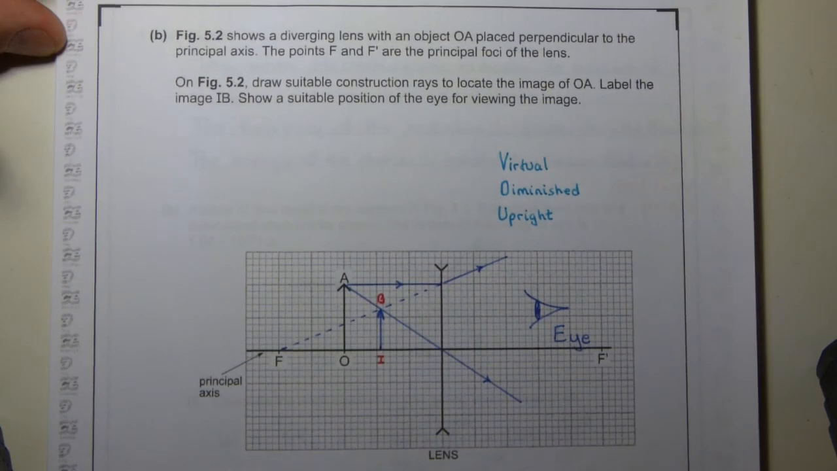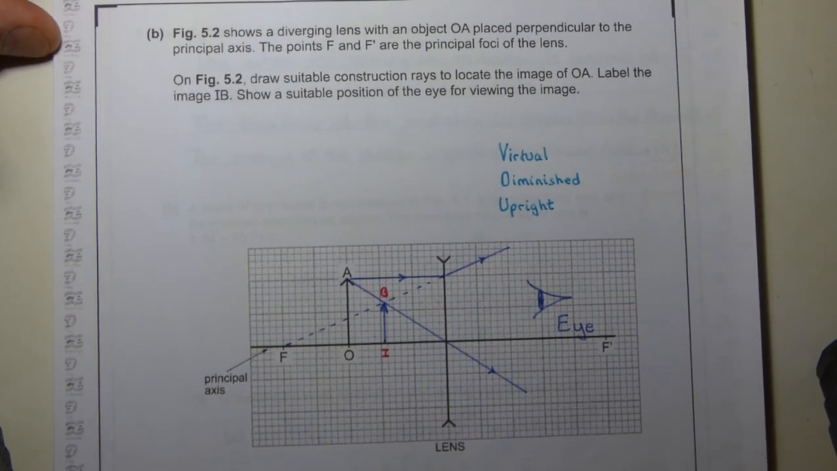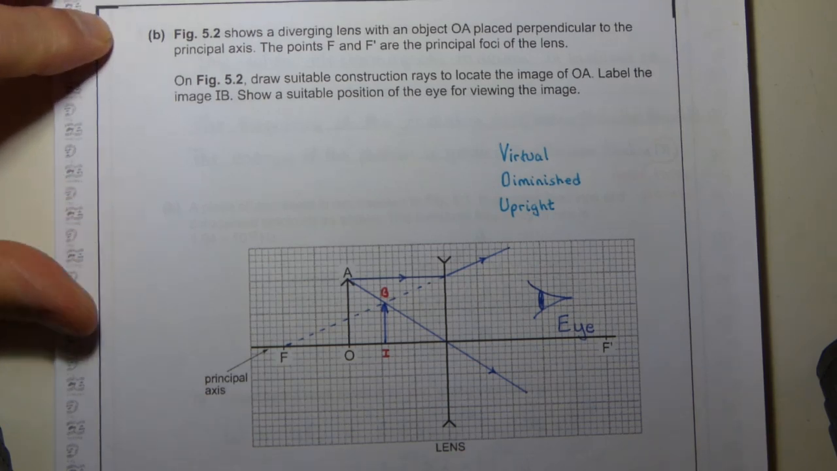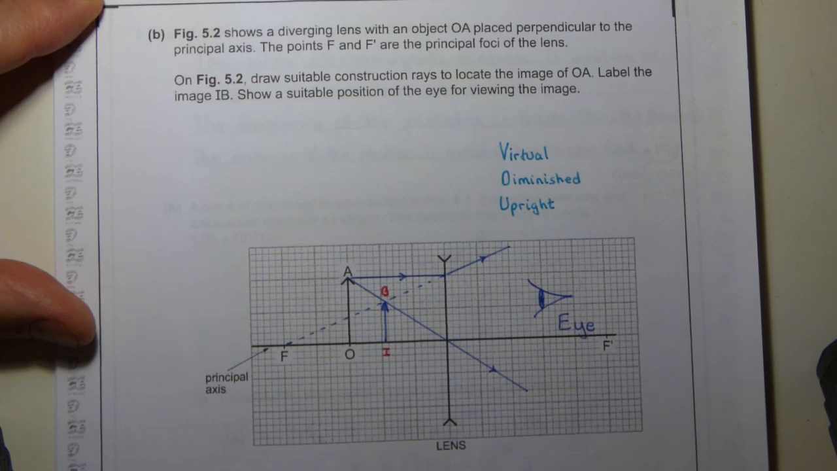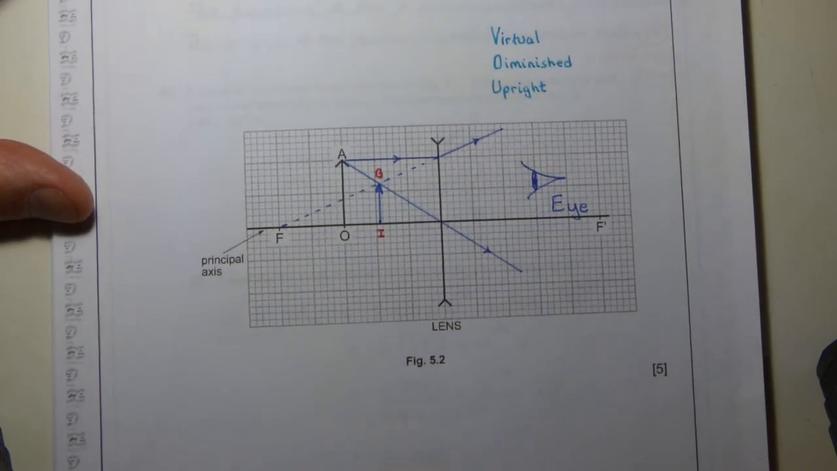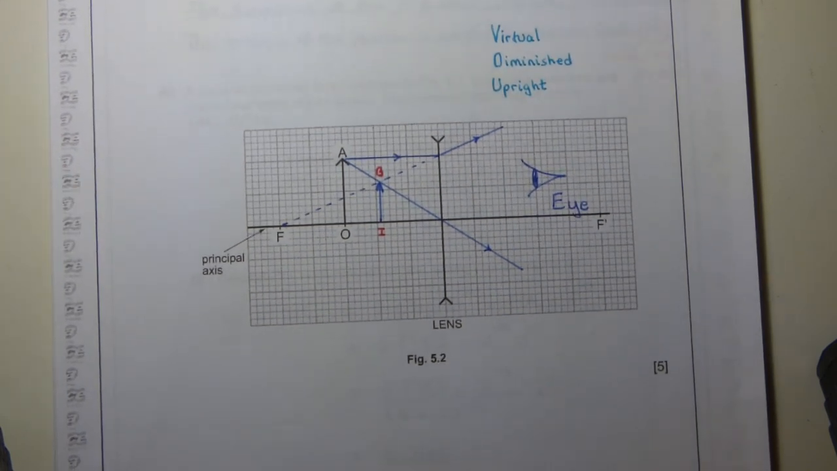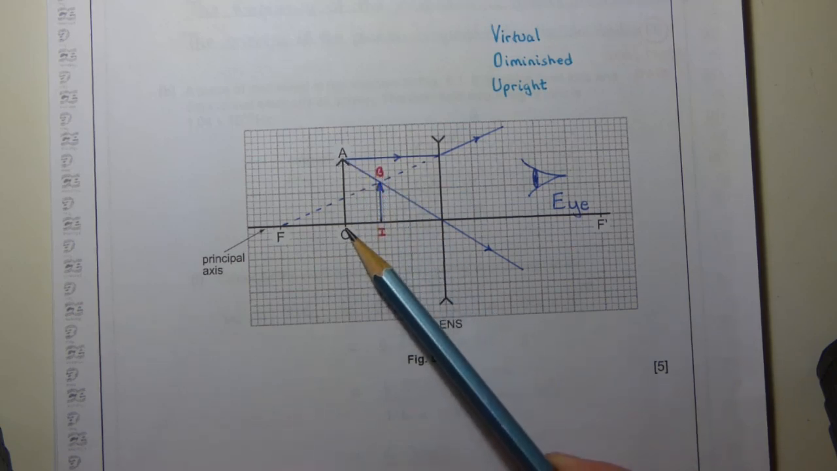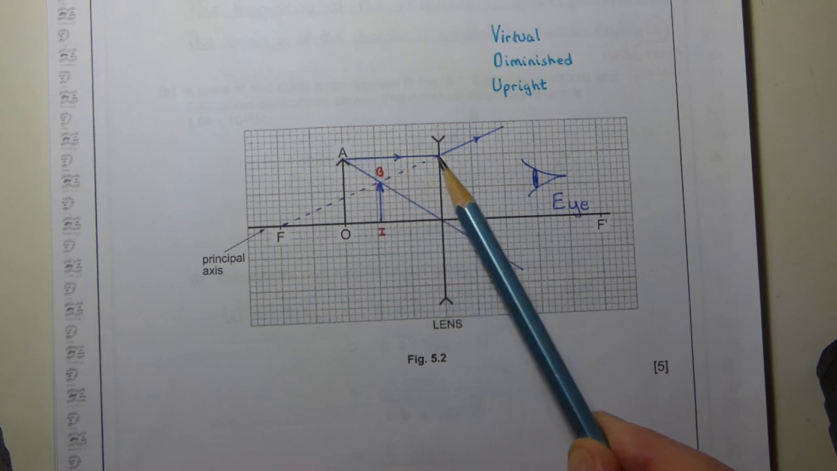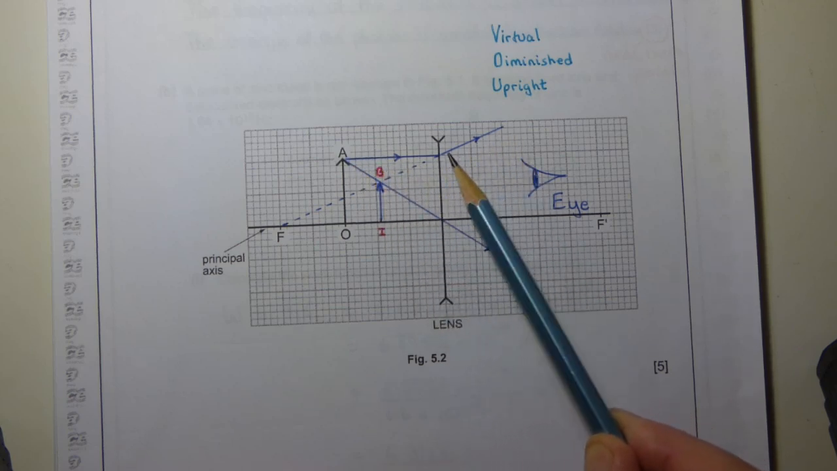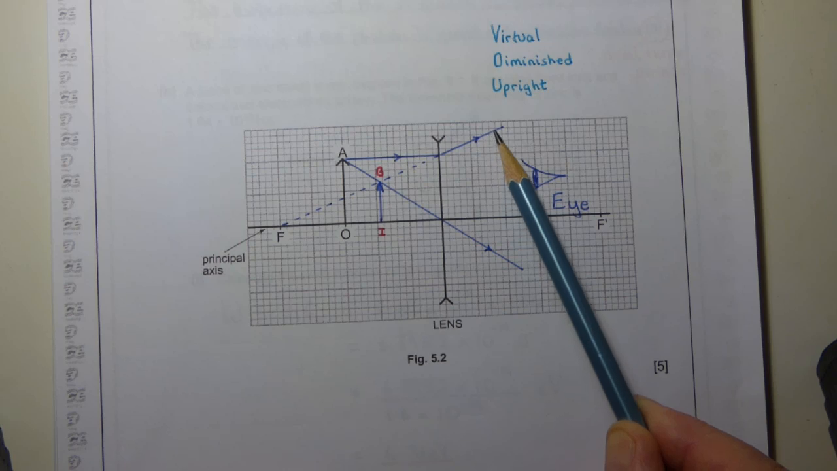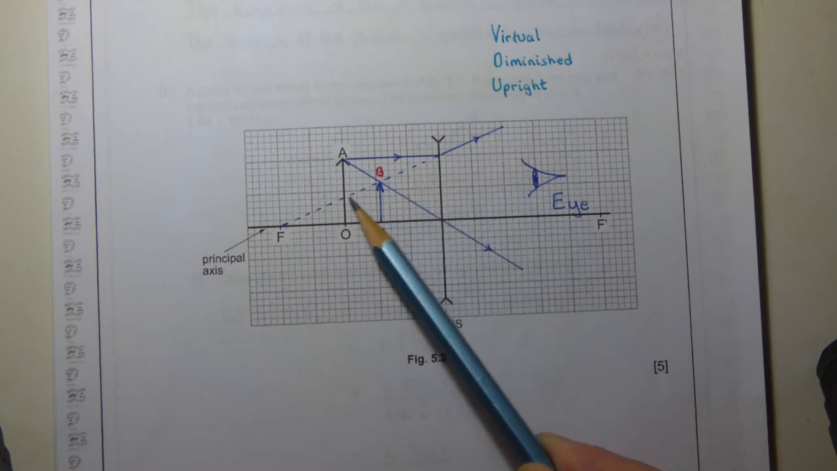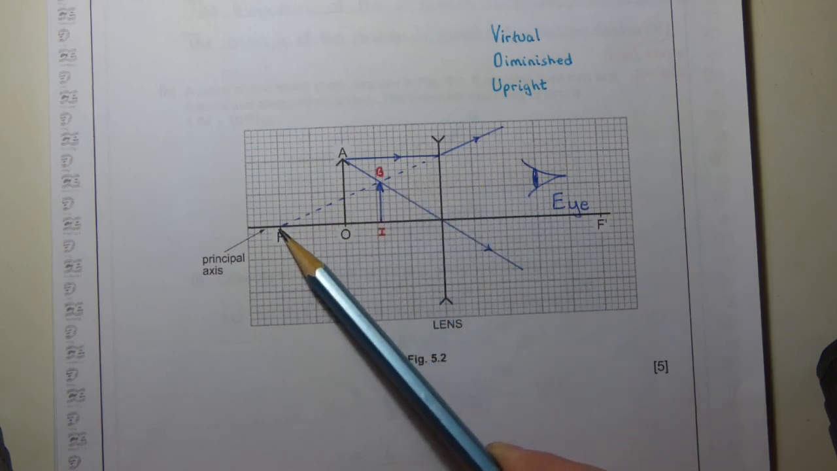Part B then goes on to talk about a diverging lens. And they simply want the ray diagram. They don't want you to actually describe the image, particularly just simply to construct the diagram. And it's a fairly straightforward exercise. There's your object, and you draw a ray parallel. It gets diverged, and where that ray will appear to come from is the focal point, which is there.